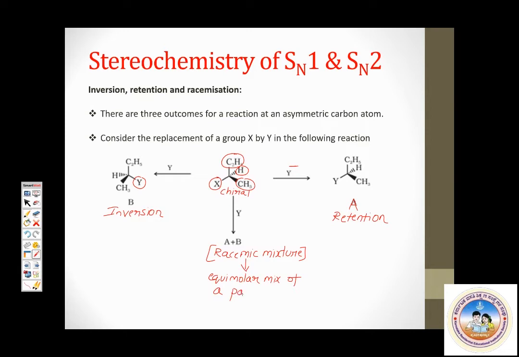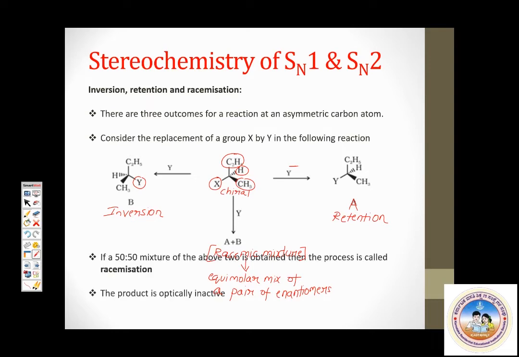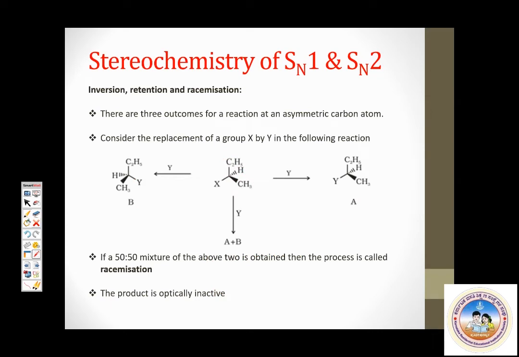But let's see in SN1 and SN2 mechanisms, how many of these possibilities are applicable. Okay, let's check it out. Next slide. Let's take up SN1. You'll notice a 50% mixture is called racemization, and this is optically inactive. Very important point: a racemic mixture is optically inactive because the optical rotation carried out by the dextro isomer is negated or compensated by the levo isomer. Okay, next.